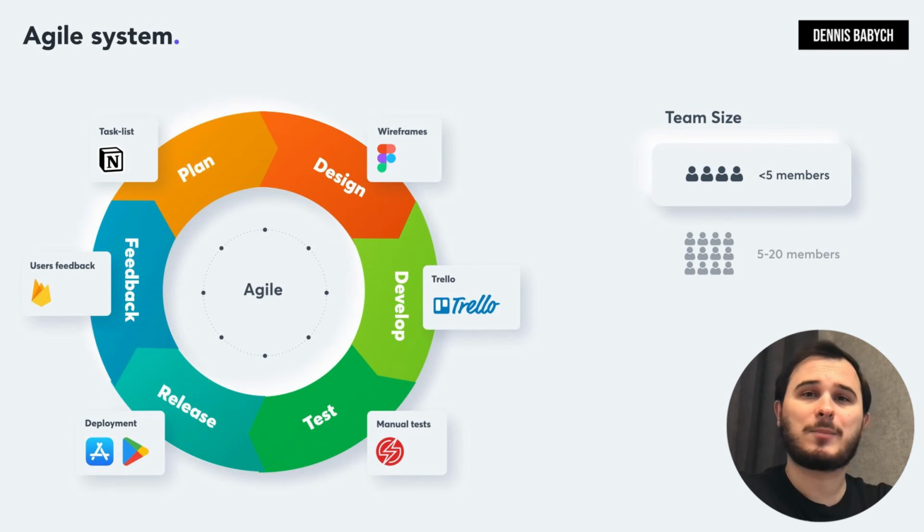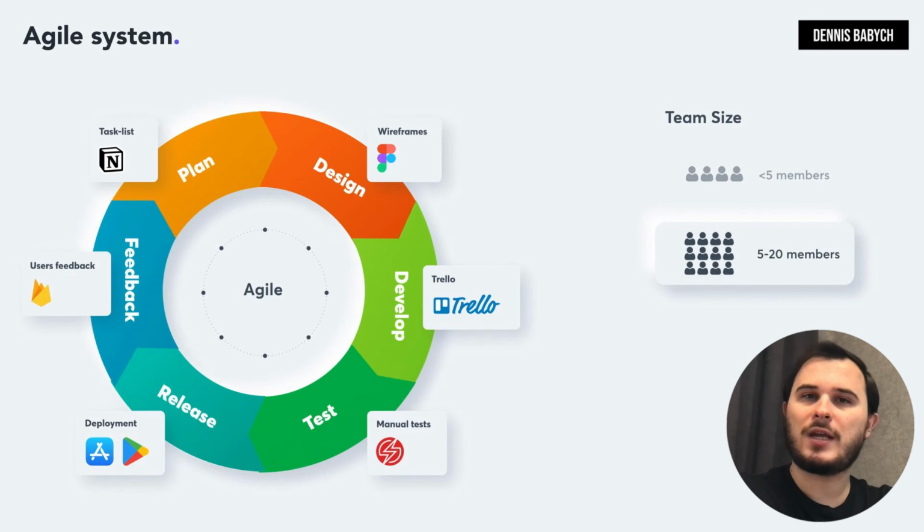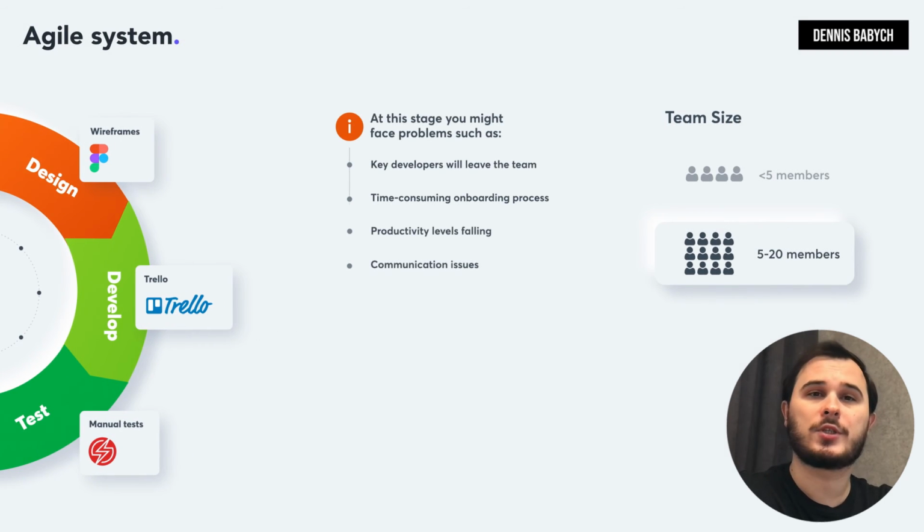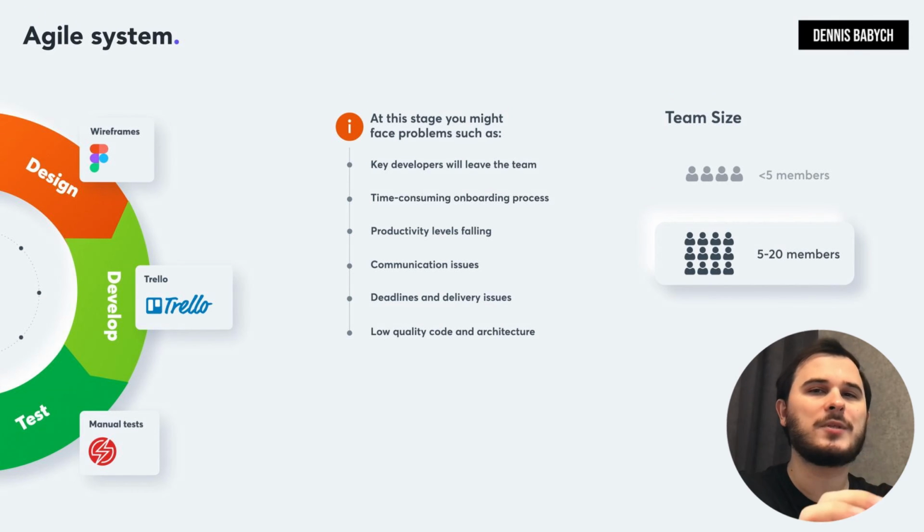However, as your team expands to 15 or more people, you may face some challenges such as losing your key developers, complex and time-consuming onboarding processes, reduced team productivity, communication issues, missed deadlines, and a decline in code quality and architecture. To avoid these problems, it's important to hire a tech lead to oversee the team and code architecture, find a project manager with tech background, implement Scrum, sprints, backlog, and retrospective processes, conduct daily stand-ups to keep everyone updated on pending tasks, utilize advanced tools like Jira to manage tasks and track your team velocity.